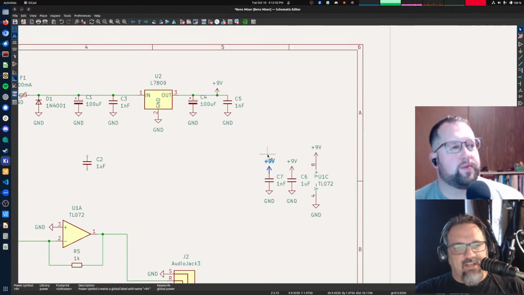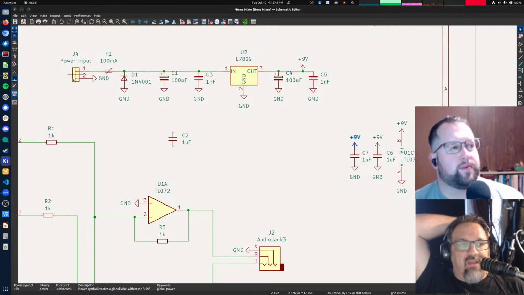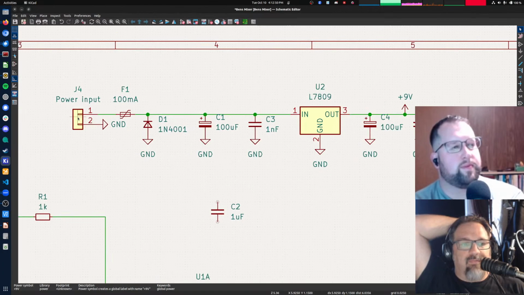Okay, so let's talk about what in the heck did I just do. So here's our input. I just used a generic 2-pin connector. You can use barrel plugs or Anderson Powerpoles or whatever you want. And then I put a fuse in line. Again, you don't have to do the fuse if you decide not to, but I put fuses in my design.